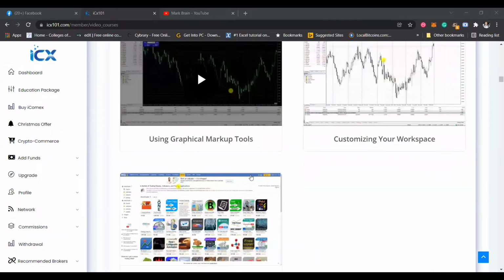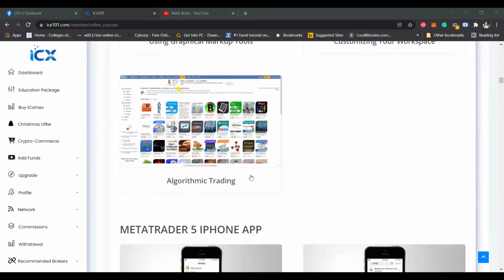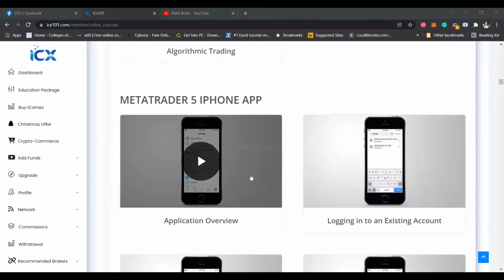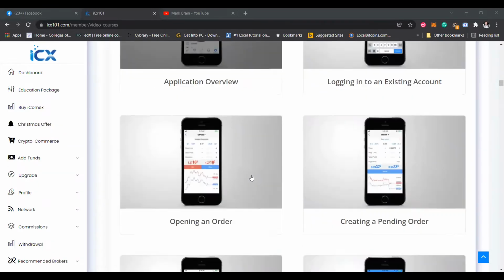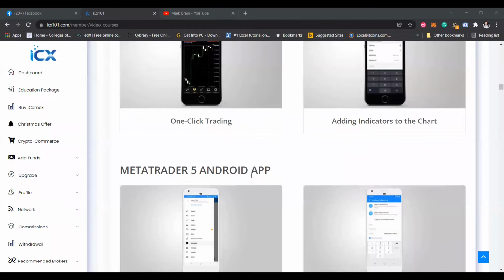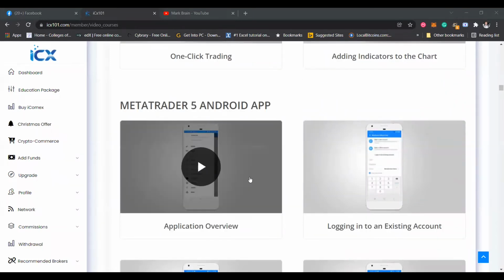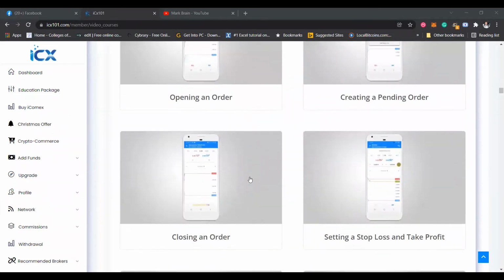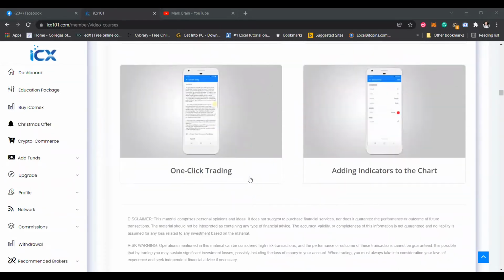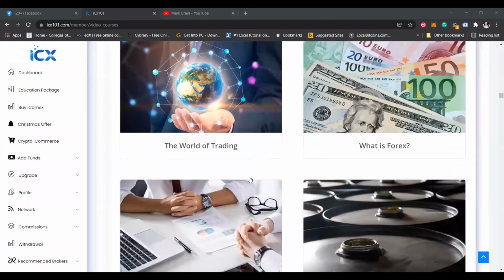Let me go down. Algorithmic trading. That is auto trading. We're going to look at that. Then those of you using iPhone, MetaTrader 5 on iPhone is there for you. Closing order, stop loss, per click, adding indicators is there. Those of you using Android, MetaTrader 5 is there for you. Opening order, creating pending order, closing order, everything. Then the world of trading. What is Forex?